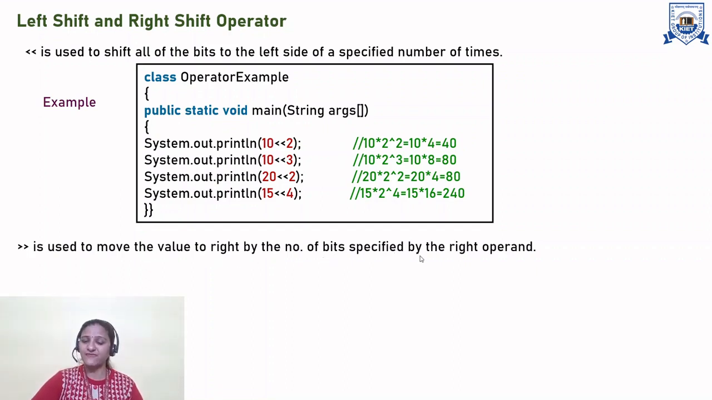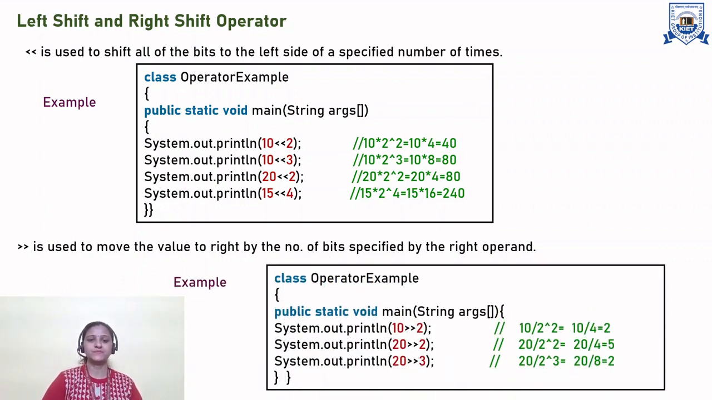This is the right shift, which is used to move the value to the right by the number of bits specified by the right operand. It is similar to the division operator. So next, here 10 right shift 2 means 10 will get divided by 2 raised to power 2. That will be 10 divided by 4, equal to 2. Then 20 gets divided by 2 raised to power 2. That will be 20 divided by 4. The next, 20 divided by 2 raised to power 3. That will be 20 divided by 8. So this is the left shift and right shift operator used in Java.